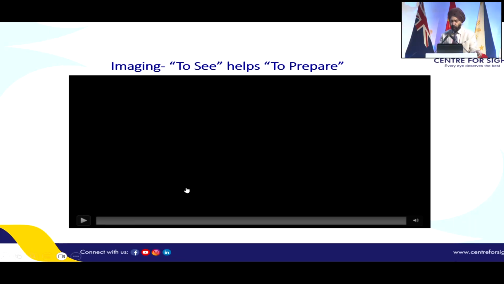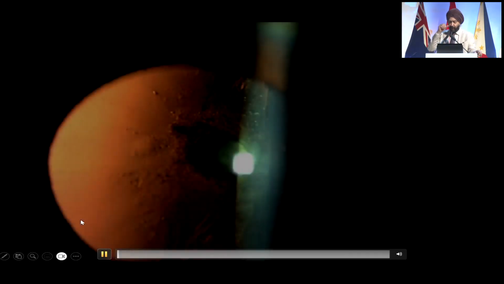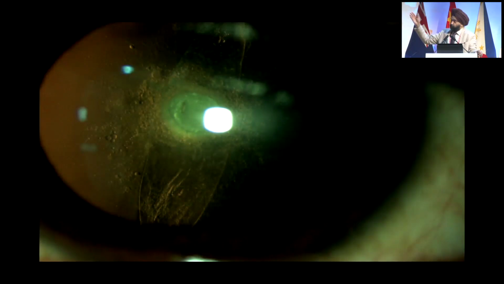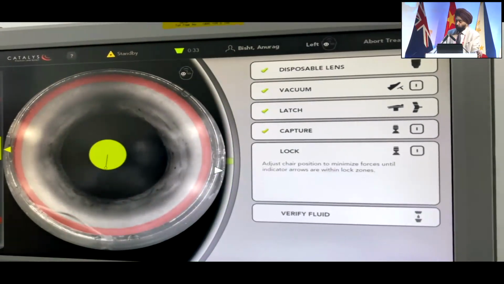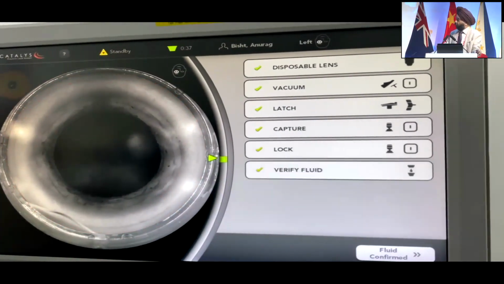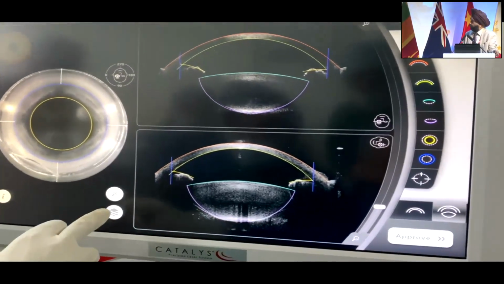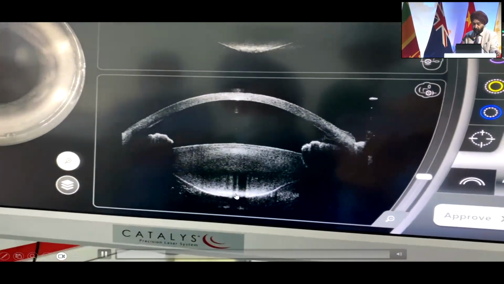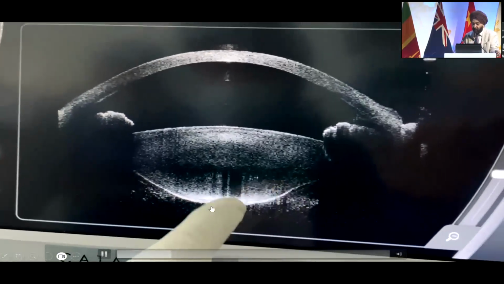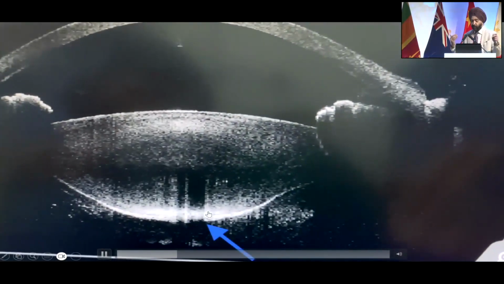So what is important is the imaging, and I'll just show you, this is an image of the patient. Even on the slit lamp, you can see that there is a huge posterior capsular defect. It's a polar cataract. Now let's see how we work on the femto. You can see that when we are looking at the femto, there is a pre-existing defect. Can you see this? This is a pre-existing defect that is there. So what do we do?